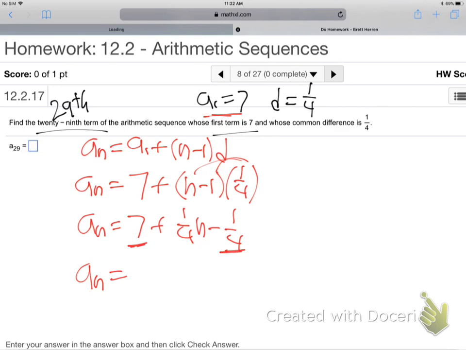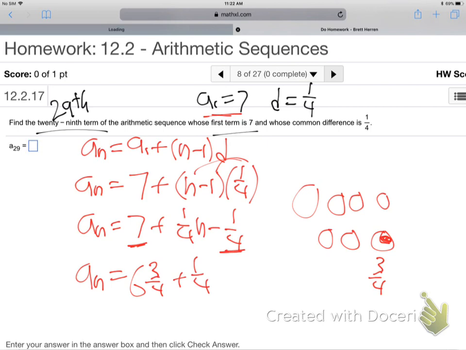You have 7 whole pies, and you take away a fourth of a pie. 6 3/4. You take away a fourth, you're left with 3/4 there and the other 6. You can just go 6 3/4 plus a fourth n, but then they're not going to let you. You have to convert that back to mixed numbers.